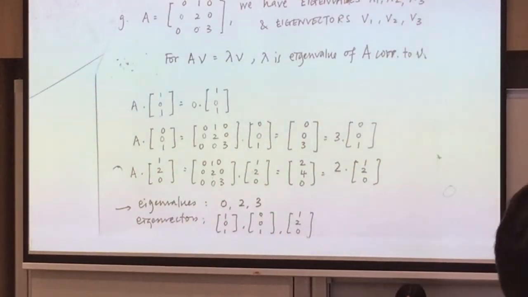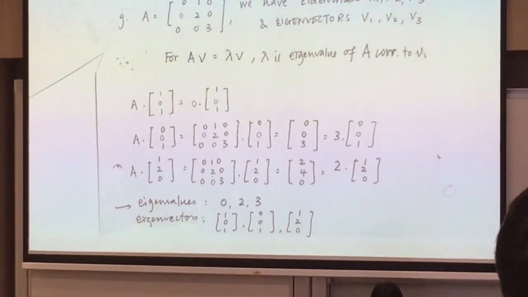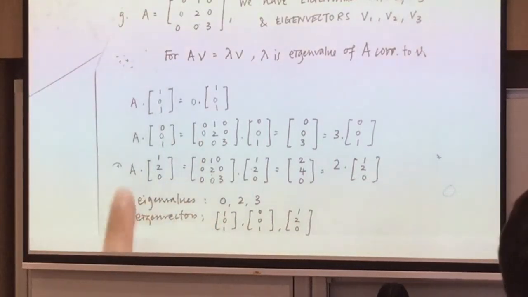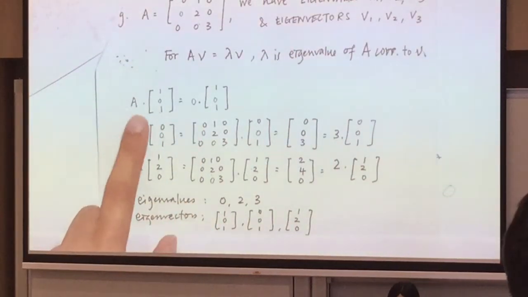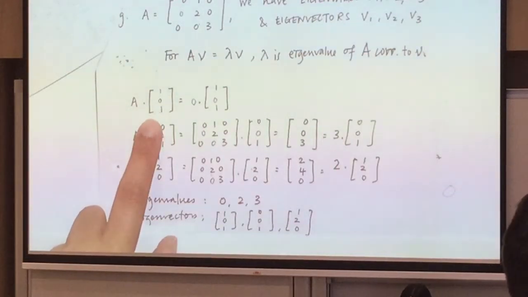Just to illustrate to you, let's say, for instance, you know that from here, one eigenvector will be [1 0 1].